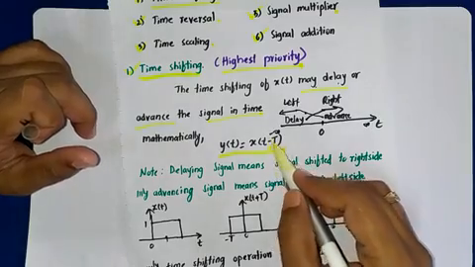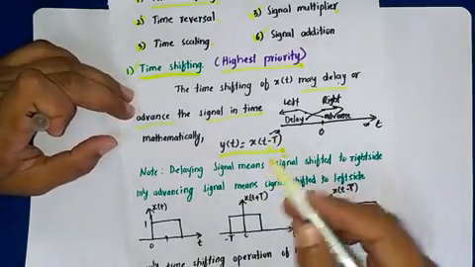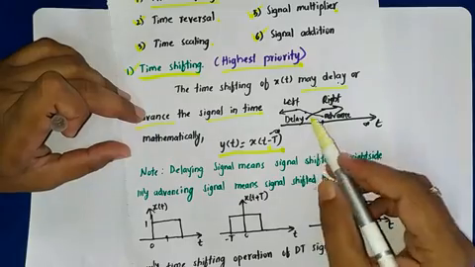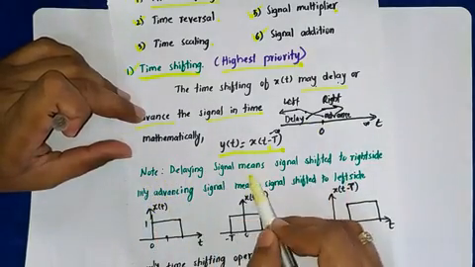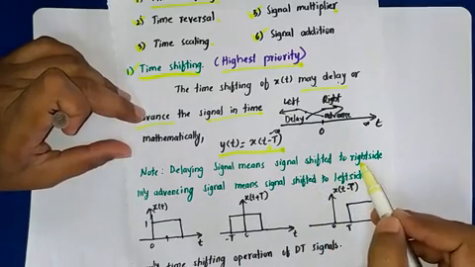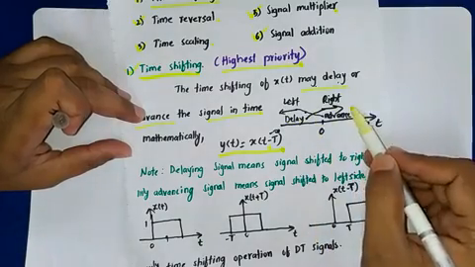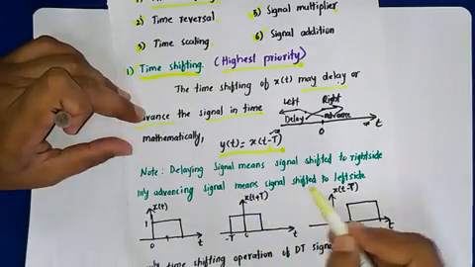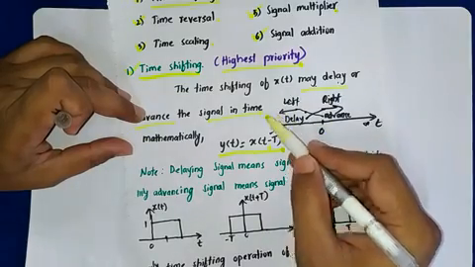Okay, minus t and plus t. If it is minus t what will happen, plus t what will happen, that we will understand at the time of solving. But delaying, what does it do, so you can see here in the note, delaying the signal means signal will be shifted to right side. You can see here delaying means it will be shifted to right side, and advancing the signal means signal should be shifted to left side. So advancing is shifting towards the left side.